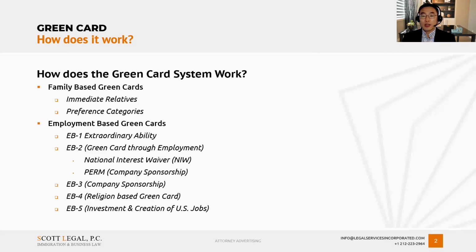So how does the green card system work? The first thing that we need to talk about is the green card system in the United States. The U.S. permanent residency, green card means permanent residency, system is quite different from other countries. For example, in Canada, they use a point-based system, which gives you points for all different things like education, language abilities, work experience, age, and other factors.